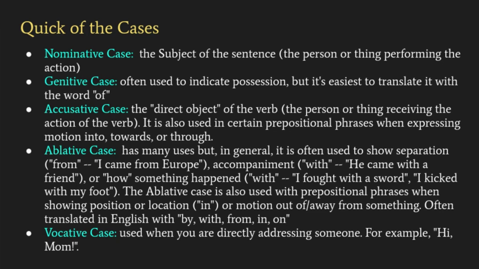So in other words, if I were to say, I throw the ball, you want to say, okay, what's being thrown? The ball. That would be the direct object. It's also been showing up in different prepositional phrases when you're trying to show motion into, towards, or through something.